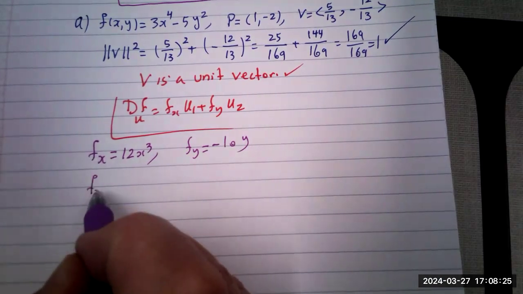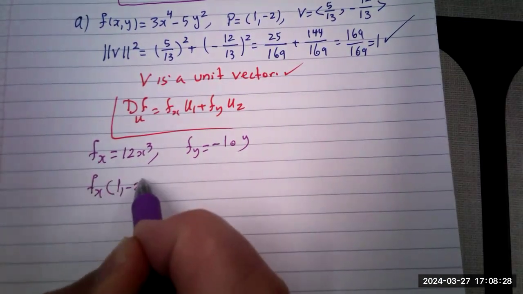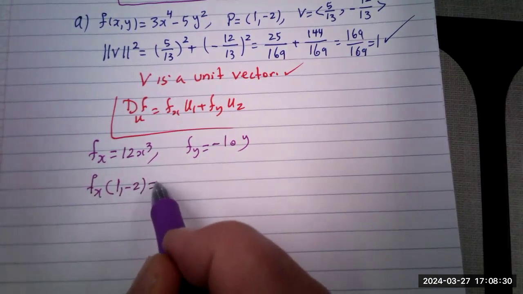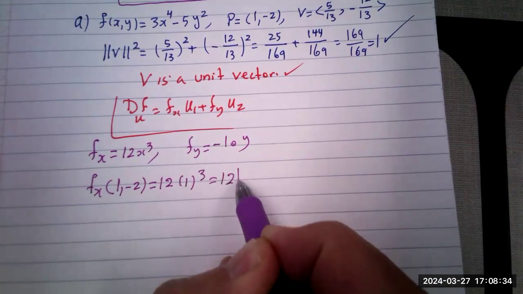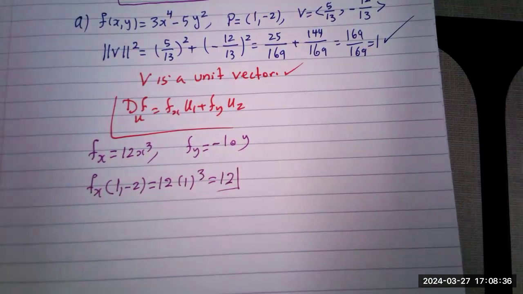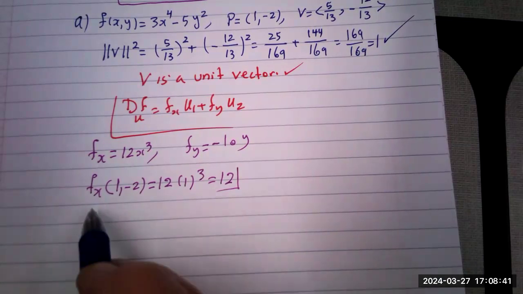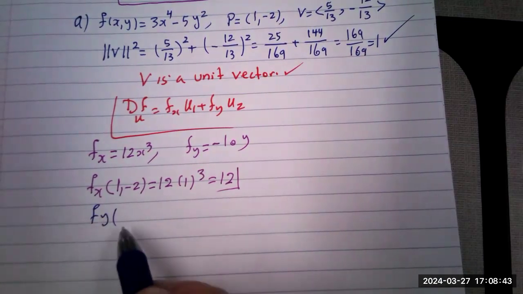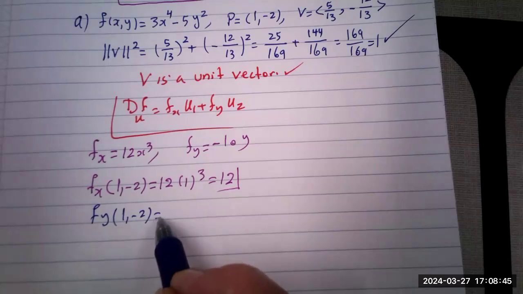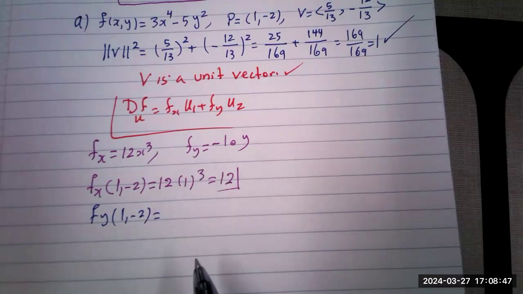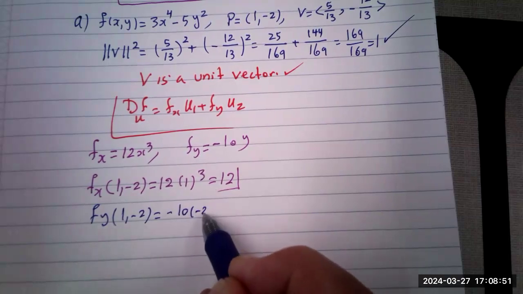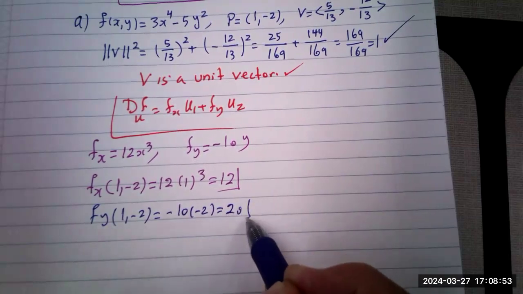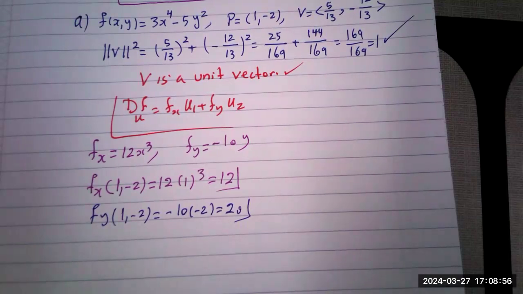So it's going to be f sub x at 1 and negative 2. x is 1, so that gives you 12 times 1 cubed. It's 12. Okay, that's it. Go for f sub y at 1, negative 2. This is your partial with respect to y, negative 10y. y is negative 2, so negative 10 times negative 2, which is a positive 20. That's it.